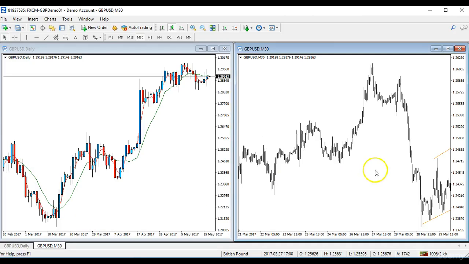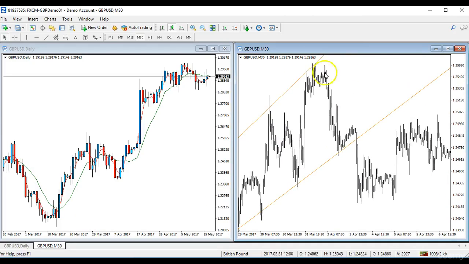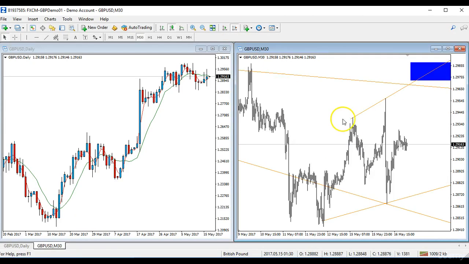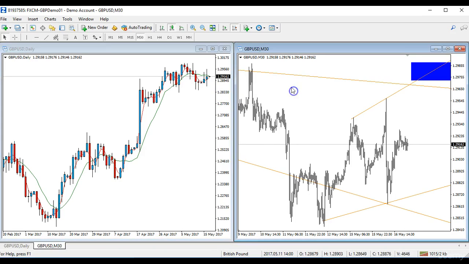So another very effective way to make money in the markets is to only trade in line with the momentum on a higher time frame. So what do I mean by that? On the right, you will see the 30-minute time frame, and on the left, you'll see the daily time frame.